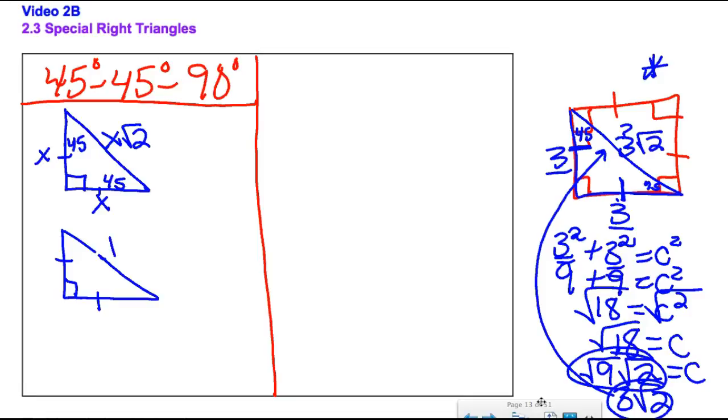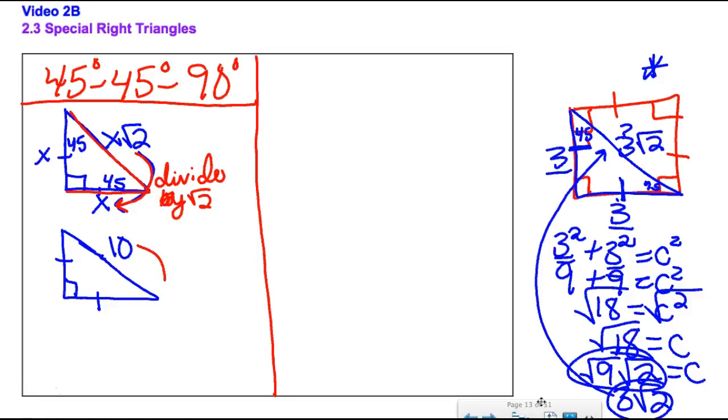What if I was given this? The question becomes, how do I go from this one back to this one? Well, if you multiply x by root 2 to get the longer side, then when you have the longer side and want to go back to the shorter, you divide. And this I would write on your notes, because remember, you can use your notes on the test. You divide by root 2.